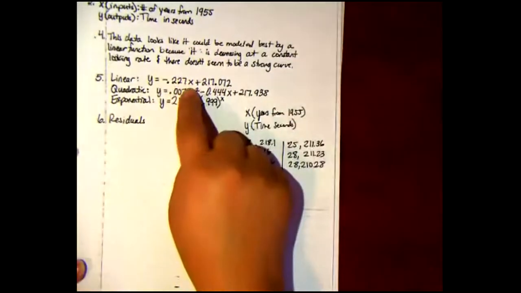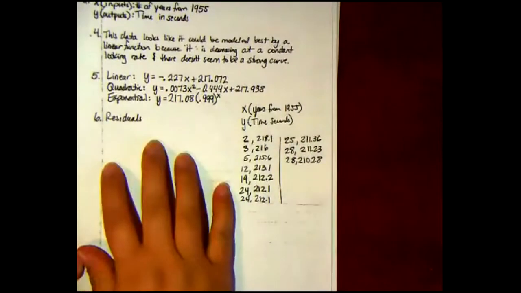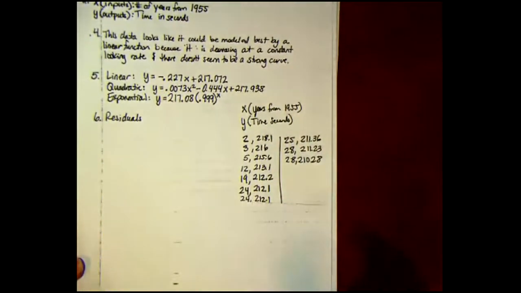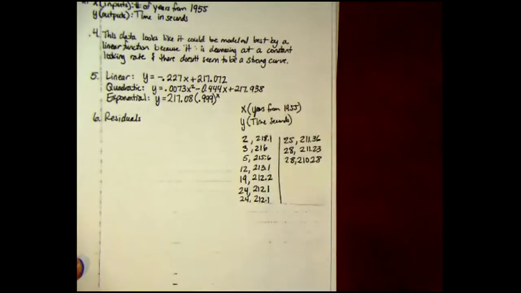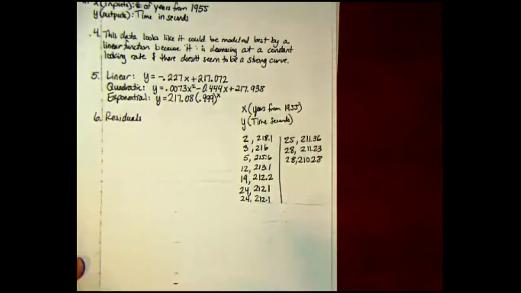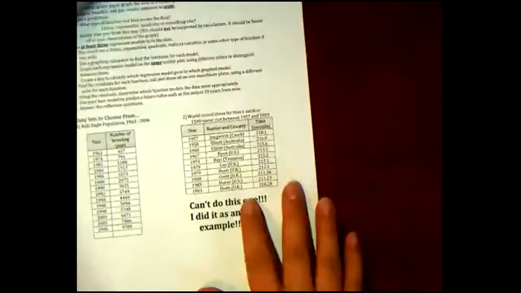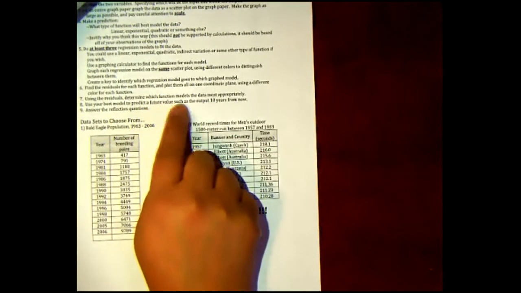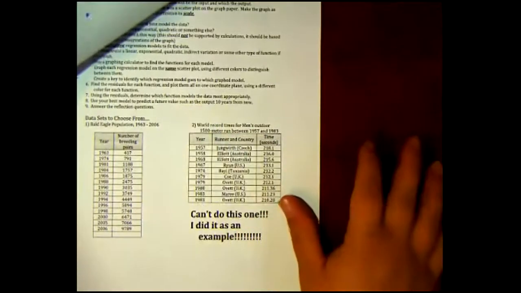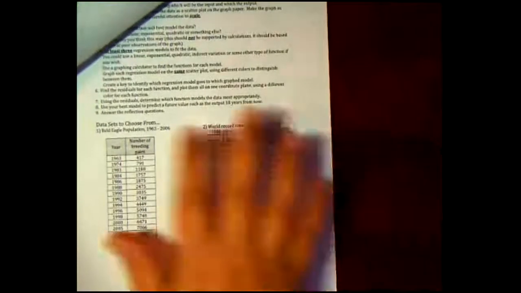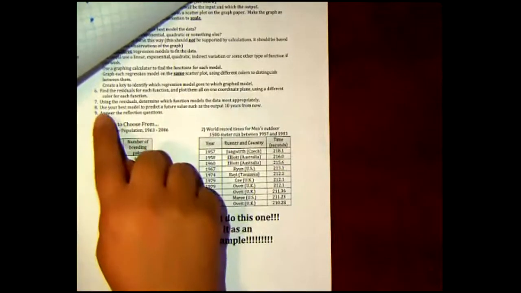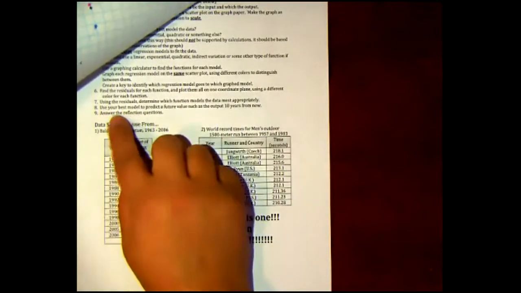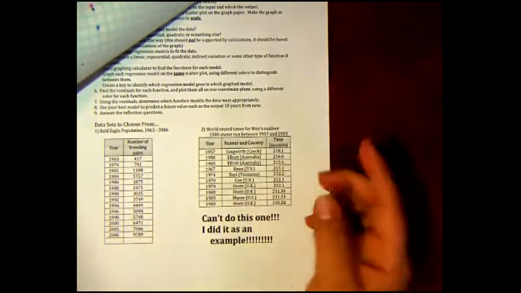So you'll write this in, and then you're going to talk about the residuals. You're going to give me the R squareds. You're going to list the R squareds for me. And then number 7, you're going to determine which function models the data most appropriately based on R squared. So you're going to continue with writing a sentence about that. And then you use your best model to predict a future value.